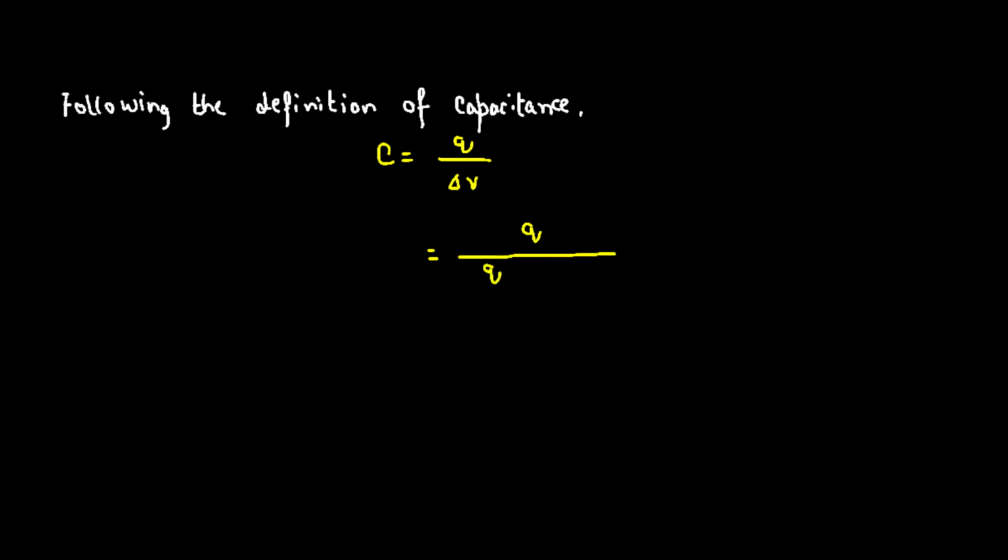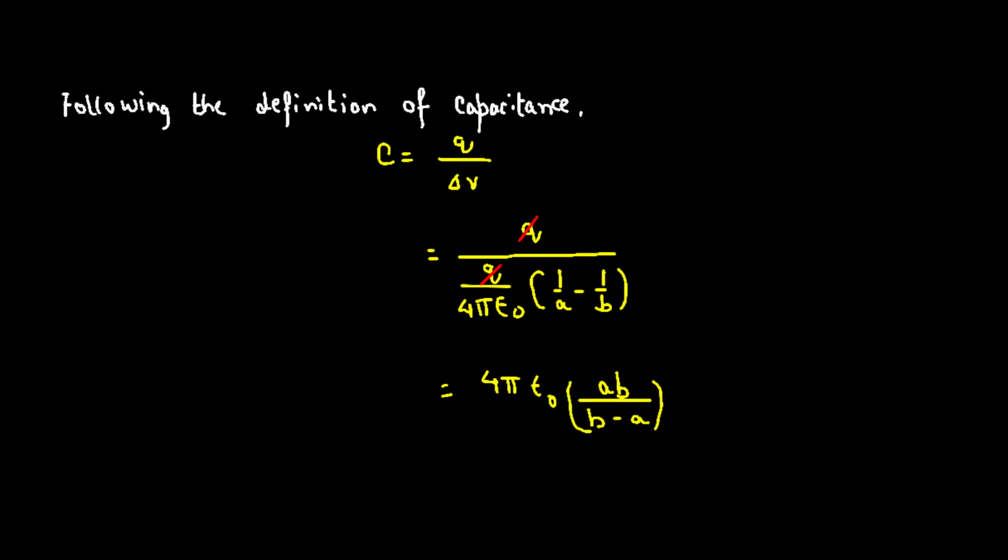Following the definition of capacitance, C equals Q over delta V. So we have Q divided by, replacing the value of delta V with the obtained expression, Q over 4 pi epsilon naught times 1 over A minus 1 over B. Then we factor out Q, which is present in both the numerator and the denominator, and that leaves us with 4 pi epsilon naught times AB over B minus A, which is the capacitance of a spherical capacitor.